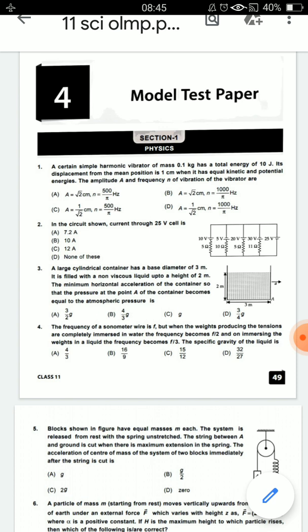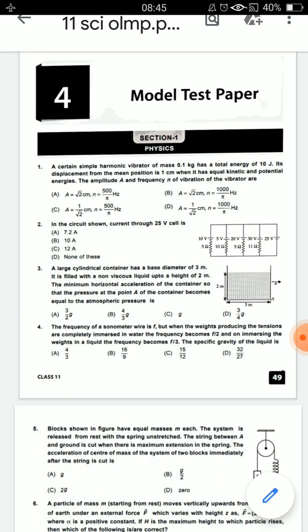If you put in the values, you can see that the frequency in the wire is F. If the weight is immersed in water, it becomes half, so F by 2 is there. And when the weight is immersed completely in the liquid, it becomes F by 3. So in similar cases, the tension is 4 in air, and in water it will become 4 by 3.